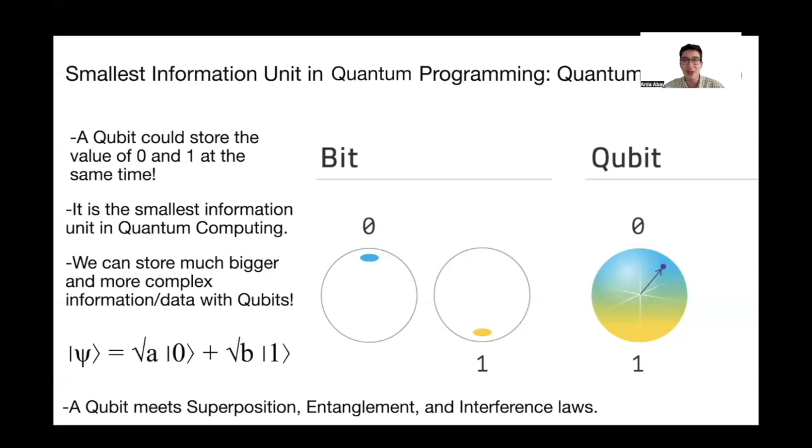And in the image, you can see an infographic about the differences between a bit and a qubit. As you can see, a bit could either store the value of 0 or 1, but a qubit could store the values of 0 and 1 at the same time. So this is where quantum computing takes its power and why it has the potential to be the future technology.